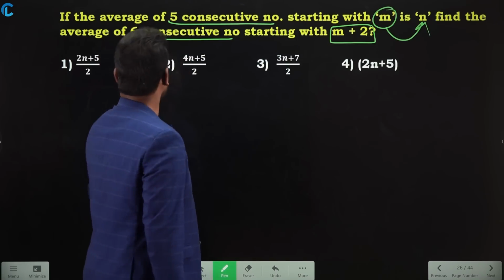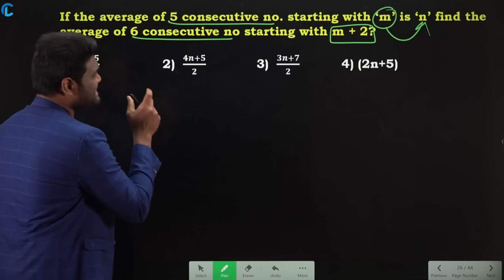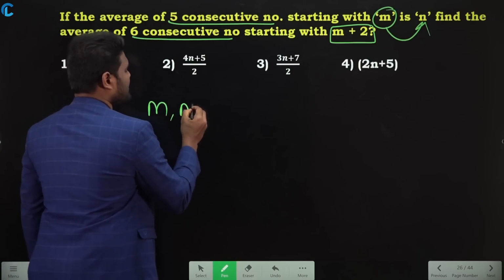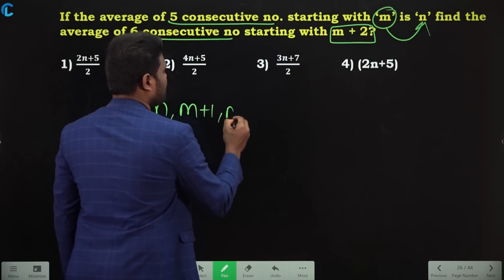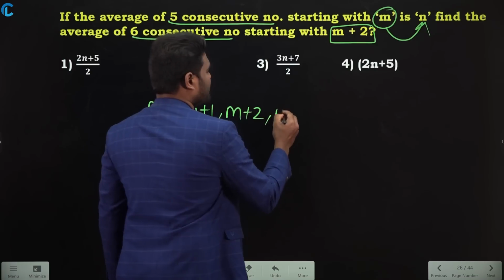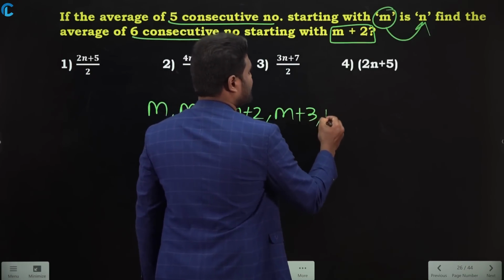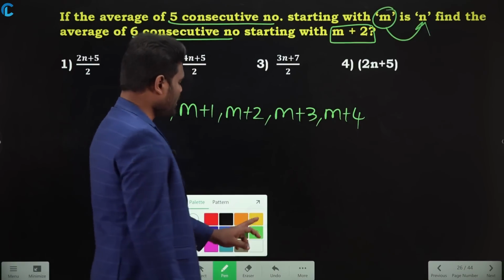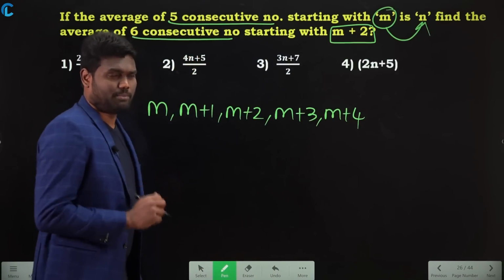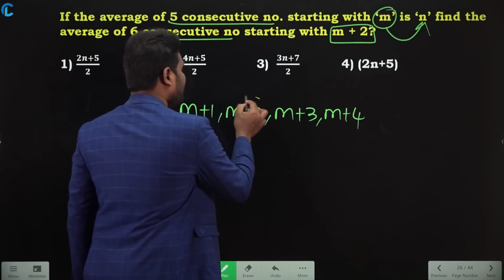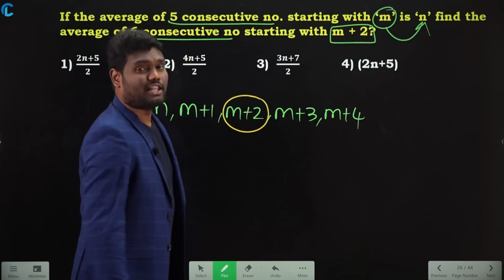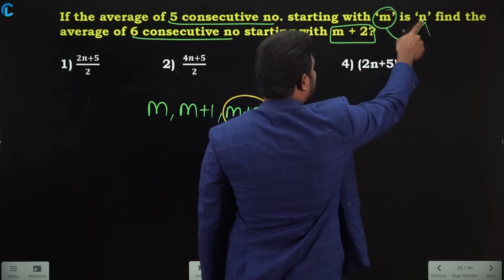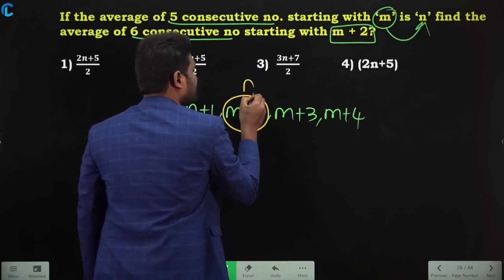Let us look at this question. In this question there are 5 consecutive numbers starting with m. Starting with m means the first number is m, second number is m plus 1, third number is m plus 2, fourth number is m plus 3 and fifth number is m plus 4. As the question says consecutive numbers, the series will be in arithmetic progression. Then average is nothing but the middle term. The question says for 5 consecutive numbers starting with m, average is n. So this value is n.